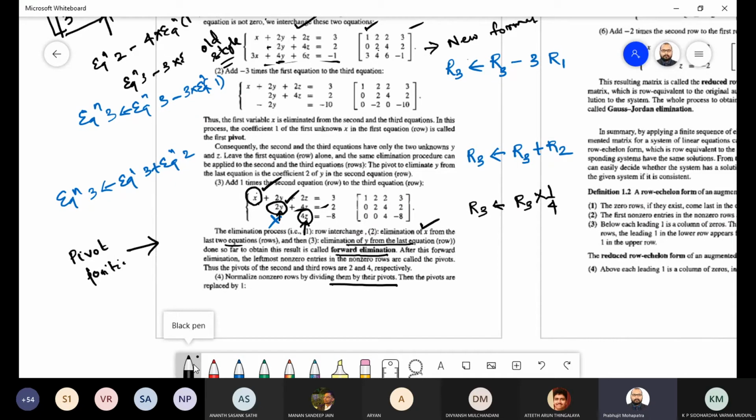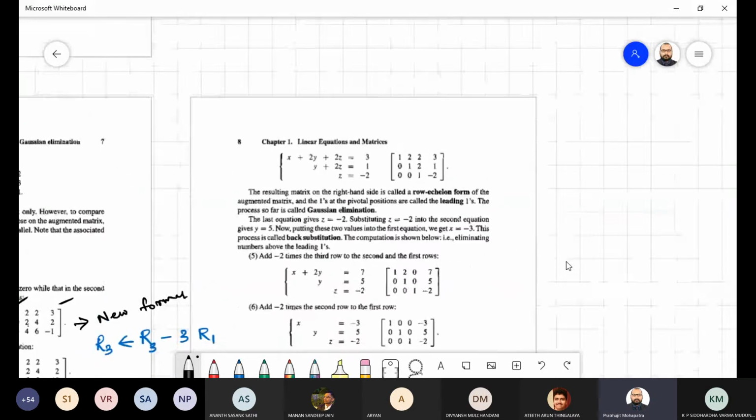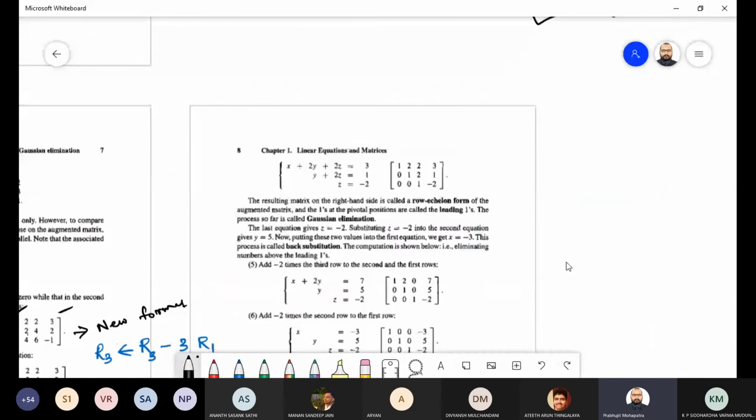So if 4z is there, you divide by 4, and you will get z. Here we need only y, so we have to divide equation 2 by 2. The same thing we are going to do here. Here it was 4z, so we divided row 3 by multiplying row 3 into 1 by 4. So now we are having the z value as -2. So you got the z value.